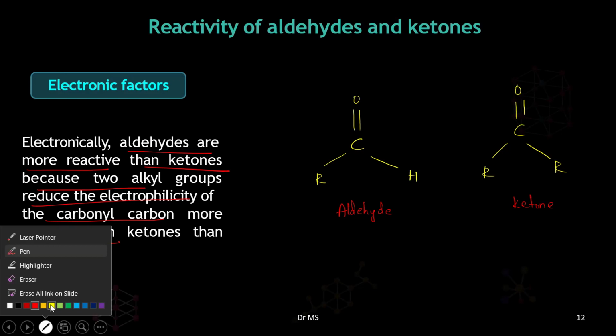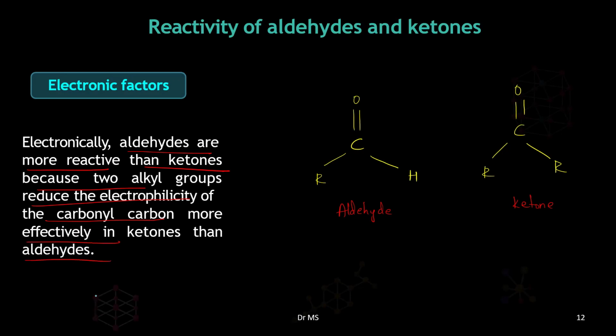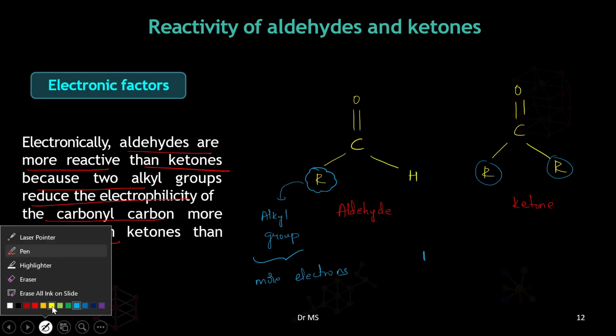If you see here, there is an alkyl group present. Yes or no? And we know that the alkyl group contains more electrons. And if you see in the ketones, there are two alkyl groups present. That means they can give more electrons to the carbon here. So because of that, it will show the positive inductive effect.